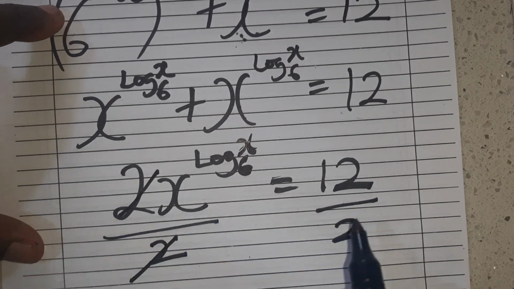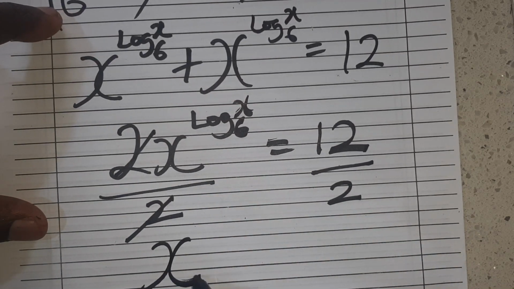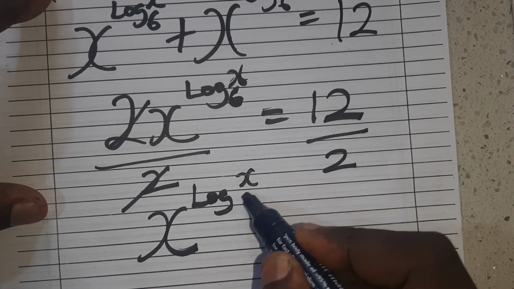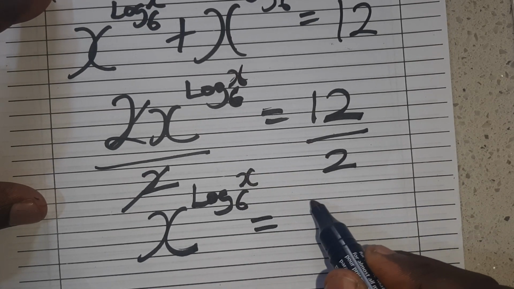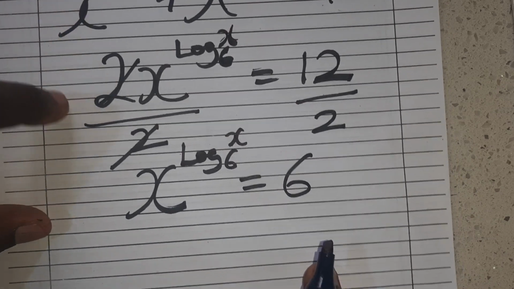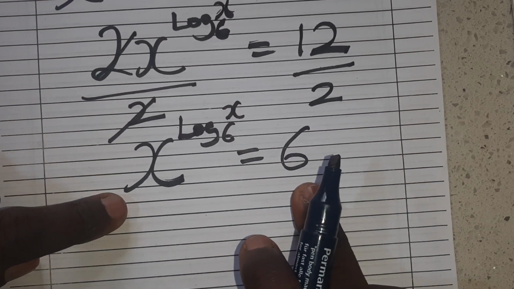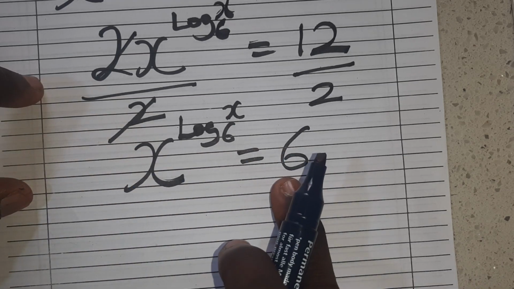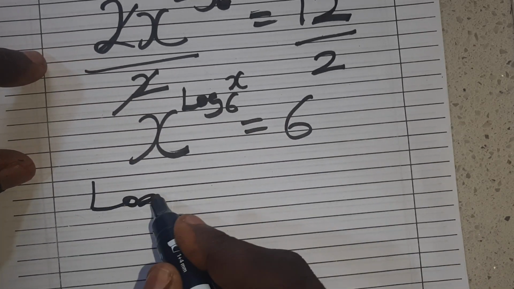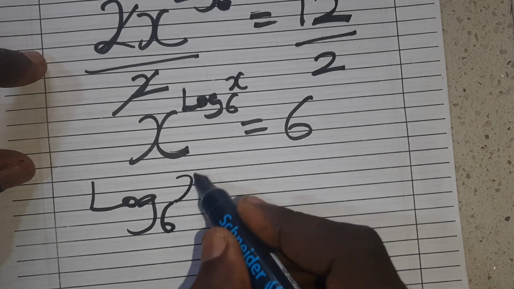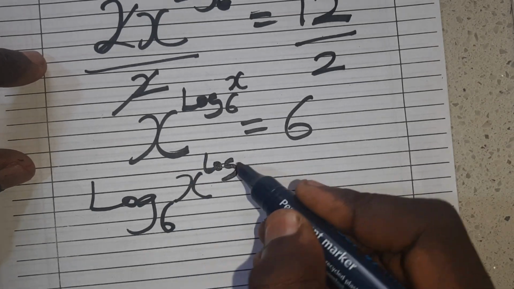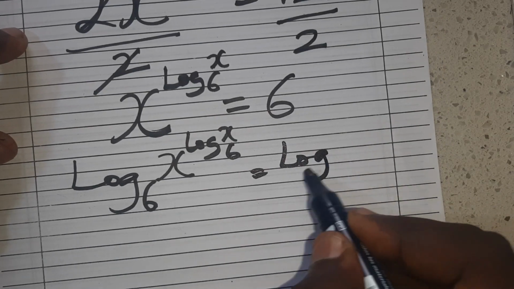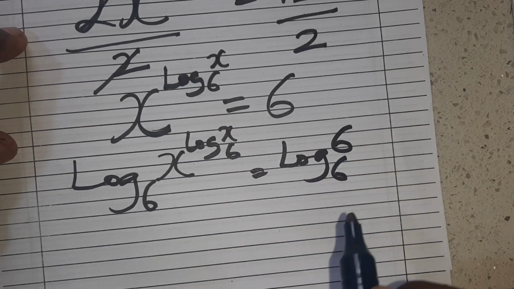This cancels this. You're left with x raised to power log x base 6 equals 6. Then you can log both sides, but if you're logging both sides, remember to use log to the base 6. You're logging both sides with log to the base 6. So you now have log to the base 6, and you still have your term here, x raised to power log x base 6, equals log base 6, and you have 6 as the argument.